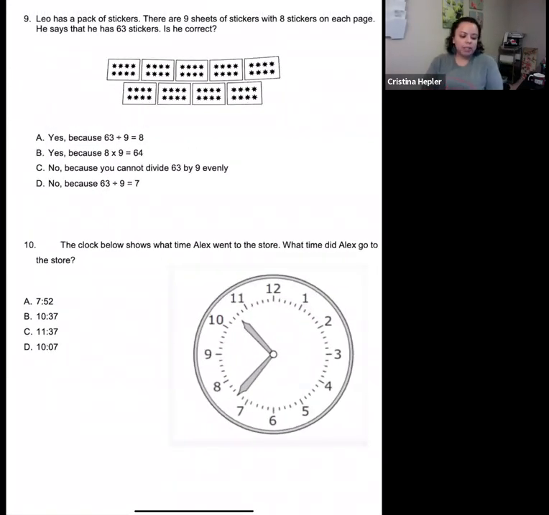The clock below shows what time Alex went to the store. What time did Alex go to the store? There was a lot of misconceptions here still. Type in the chat. What do you think should be the answer? A, B, C, or D? A lot of you probably are going to fix your thinking.